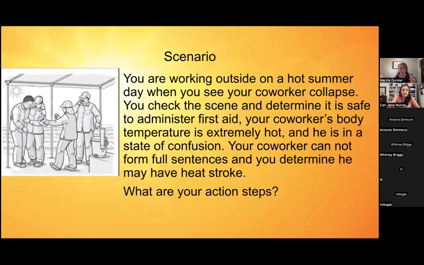So here's a little scenario. We're working outside and we see a coworker exhibiting signs that they're not acting like they normally act. They're confused, not able to walk in a straight line, not able to communicate effectively or form full sentences. And we determine that this coworker is probably having a heat stroke. What do we do? Feel free to respond.